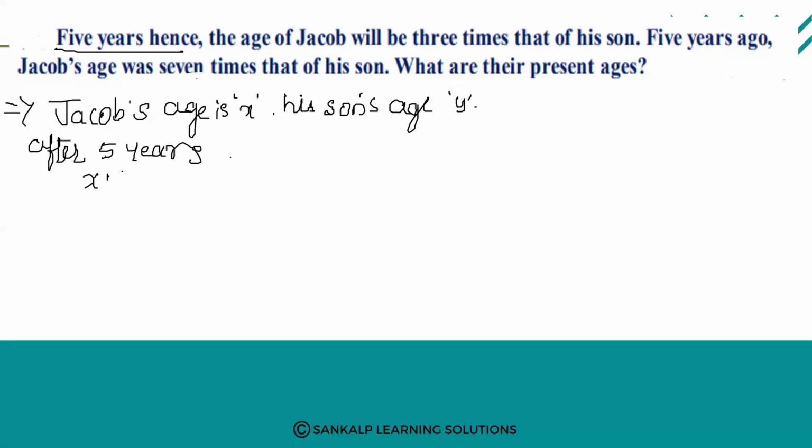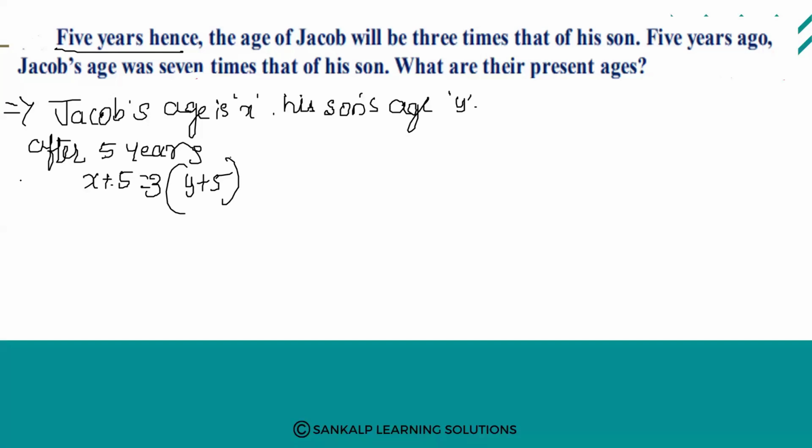So x plus 5 is equal to 3 times y plus 5. 5 years hence the age of Jacob will be 3 times that of his son. Age of Jacob is 3 times that of his son, right?